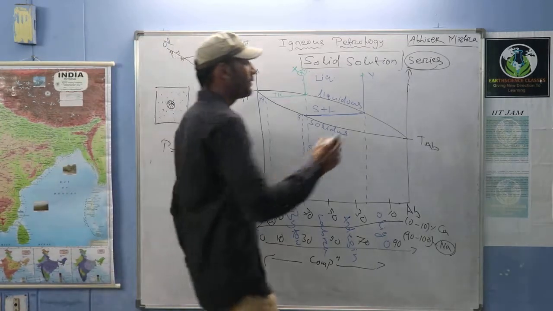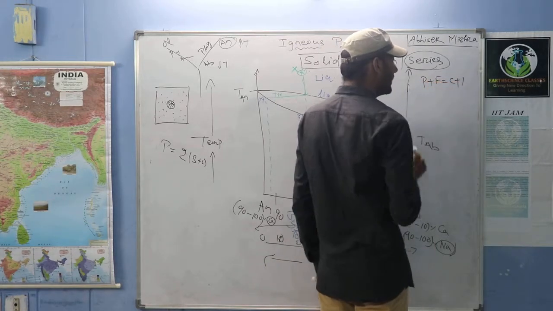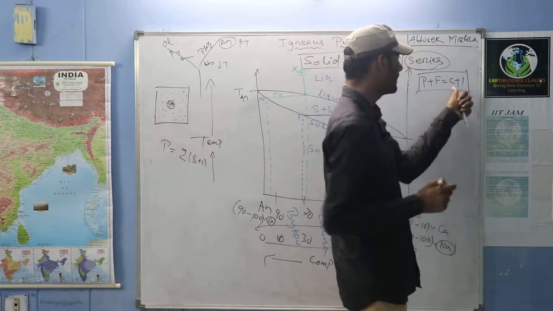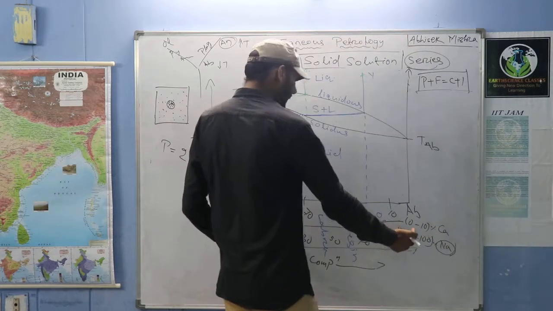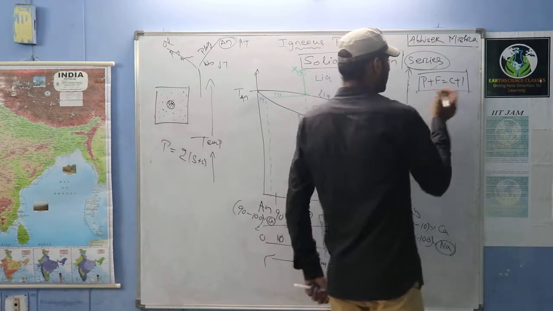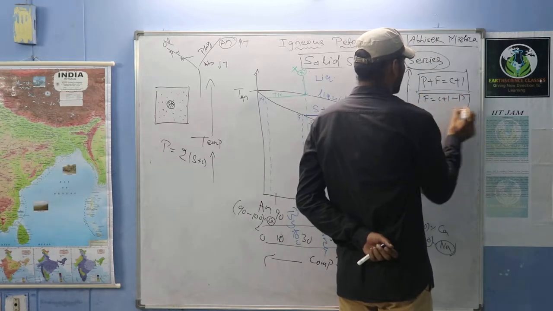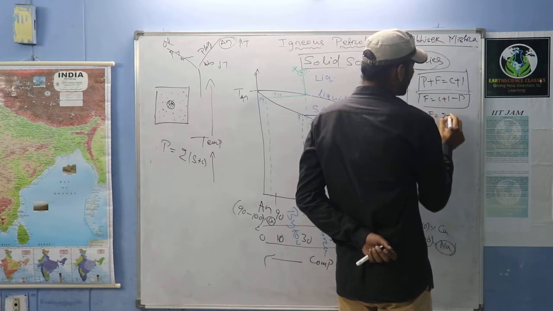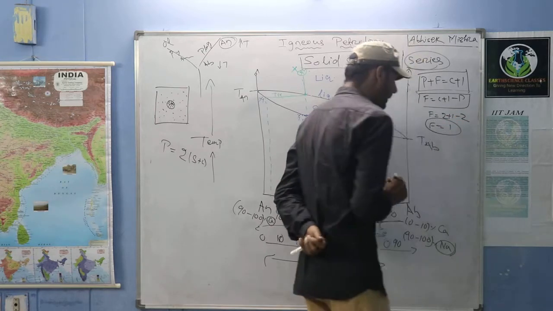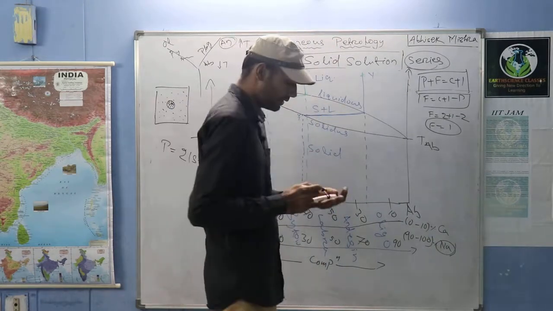So what is the phase rule? In igneous systems, as I have told, P plus F is equal to C plus 1. C is the number of components. As we have taken, the number of components is 2, one is sodium, one is calcium. So F will be equal to C plus 1 minus P. The degree of freedom will become 2 plus 1 minus 2, that is 1. So the degree of freedom is 1. What will happen? Magma will follow the curve.